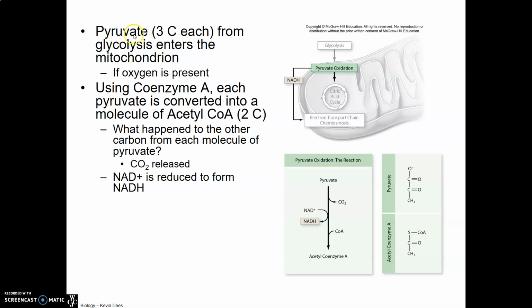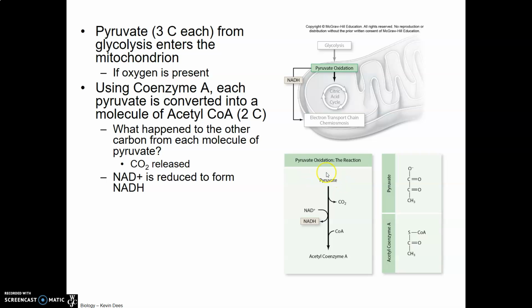And so remember, these pyruvates are 3 carbons that we created from glycolysis out in the cytoplasm. If oxygen is present, pyruvate oxidation will occur. Now here's what happens during pyruvate oxidation. For each pyruvate, when the pyruvate passes from the cytoplasm through these helper proteins in our mitochondrial membrane, a carbon is going to be pulled off to form carbon dioxide. And using a coenzyme A, each pyruvate is going to be converted into a molecule of acetyl coenzyme A. Now these acetyl coenzyme A molecules each have 2 carbons.